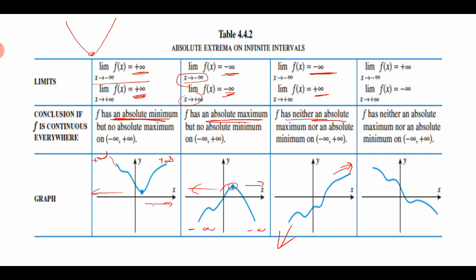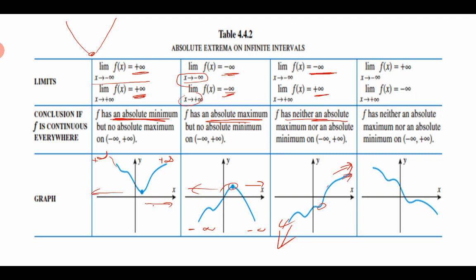Then there is neither an absolute maximum nor an absolute minimum, because there may be a local maximum or minimum, but there is no absolute maximum. It keeps increasing, and it keeps decreasing on this side. So there is no absolute maximum or minimum. Finally, again the same in the other direction.